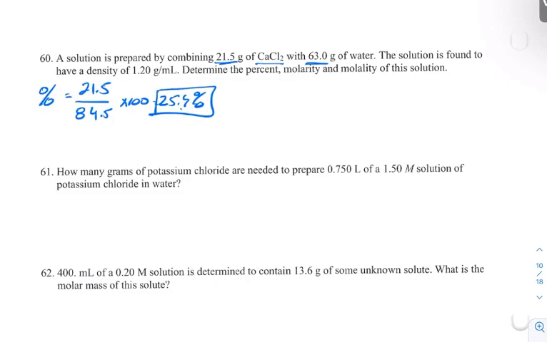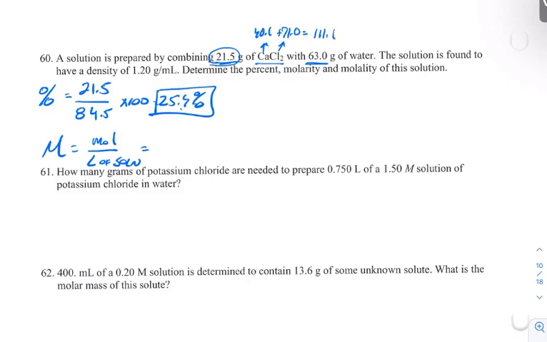Molarity, which I've discussed in prior videos, I abbreviate with a capital M. That is going to be moles per liter of the entire solution. My moles is going to be my mass over my molar mass. Let's figure out that molar mass briefly here. Calcium is 40.1 grams. Chlorine is 35.5 on the periodic table. I have two of them, so that's going to add to 71.0. When I add all these together, I'm going to get 111.1.